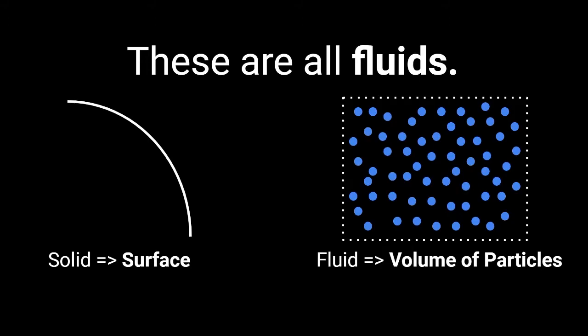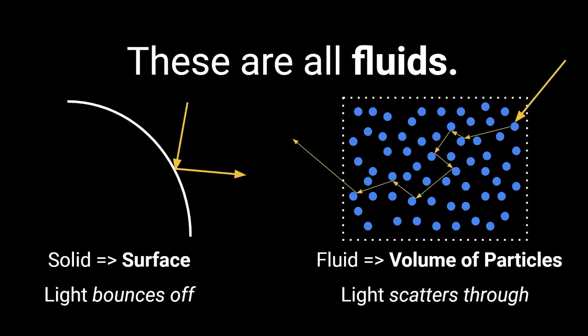And this has huge ramifications for how we render it, because when light interacts with a surface, it just bounces off, right? And that's all we really need to worry about. But when light interacts with a volume of a bunch of different little particles, light bounces off of all these little particles. And it bounces off and scatters in different directions. And there's tons of tiny little interactions that happen as light passes through a volume, through a fluid.